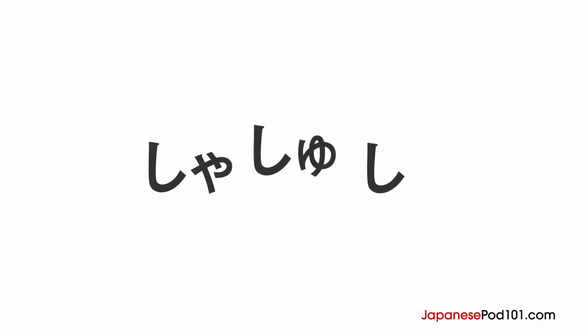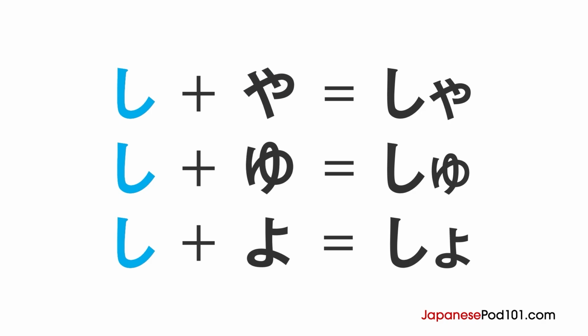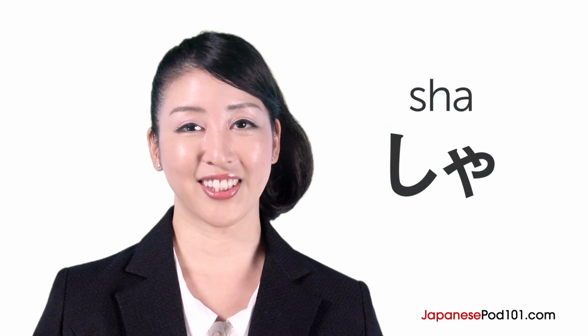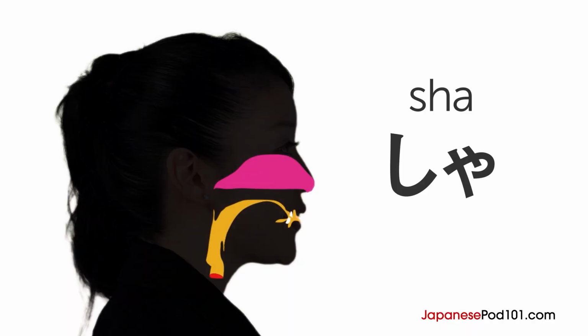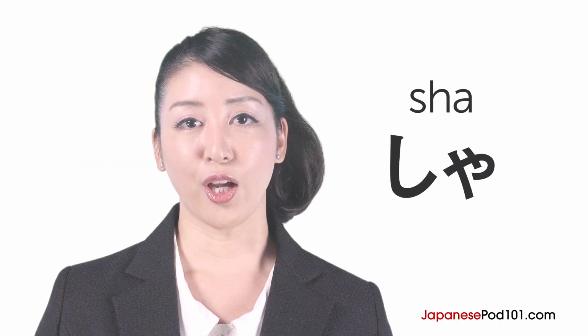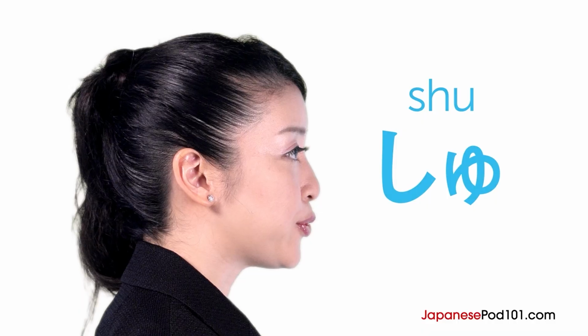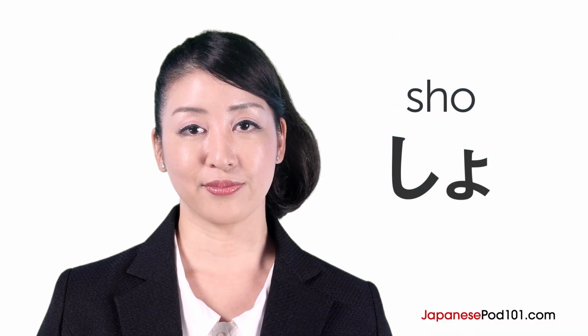Next is shi. When shi meets ya, yu, and yo, the sounds merge. Sha, shu, sho. Shi combined with ya, yu, yo to get sha, shu, sho. Be sure to pronounce two sounds in one syllable. Repeat after me. Sha, sha. Shu, shu. Sho, sho.